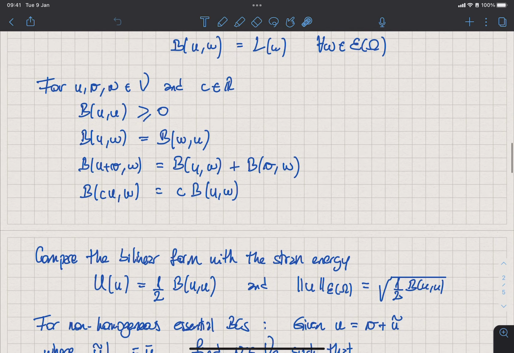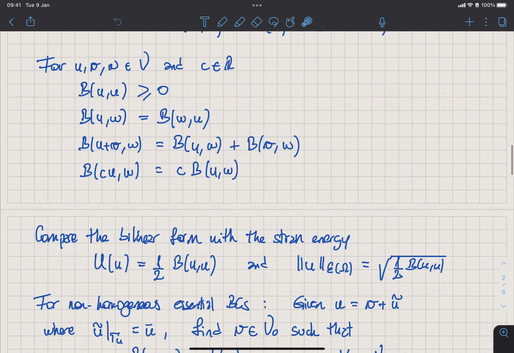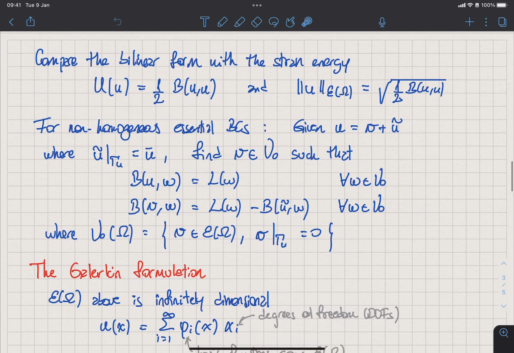The bilinear form, at least for these problems, is symmetric. So b of u comma w is equal to b of w comma u, and then you can apply the distributive property and so on. So these are some of the properties. And then we talked a little bit about what happens when you have non-homogeneous essential boundary conditions, right? How do we get around that?